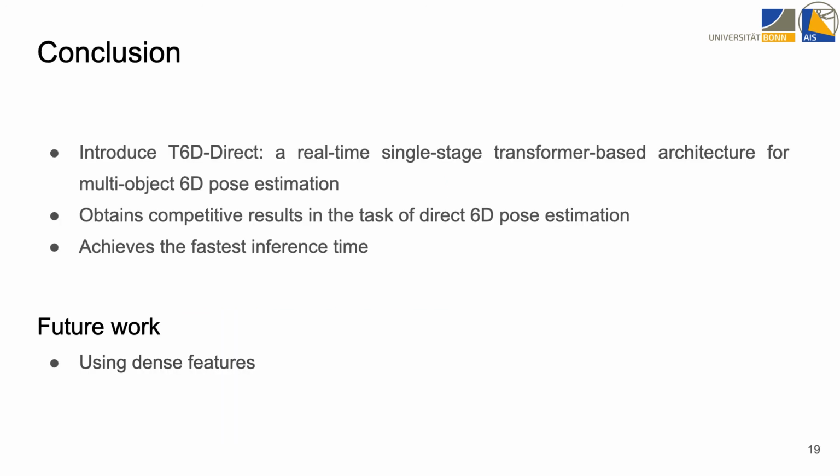In this work, we propose T6D-Direct, a real-time single-stage transformer-based architecture to tackle the multi-object 6D pose estimation task. Our model obtains competitive results compared to the state-of-the-art methods and runs at 58 frames per second. Our model is ideal for real-time applications. For future work, we plan to take advantage of dense features in our model.